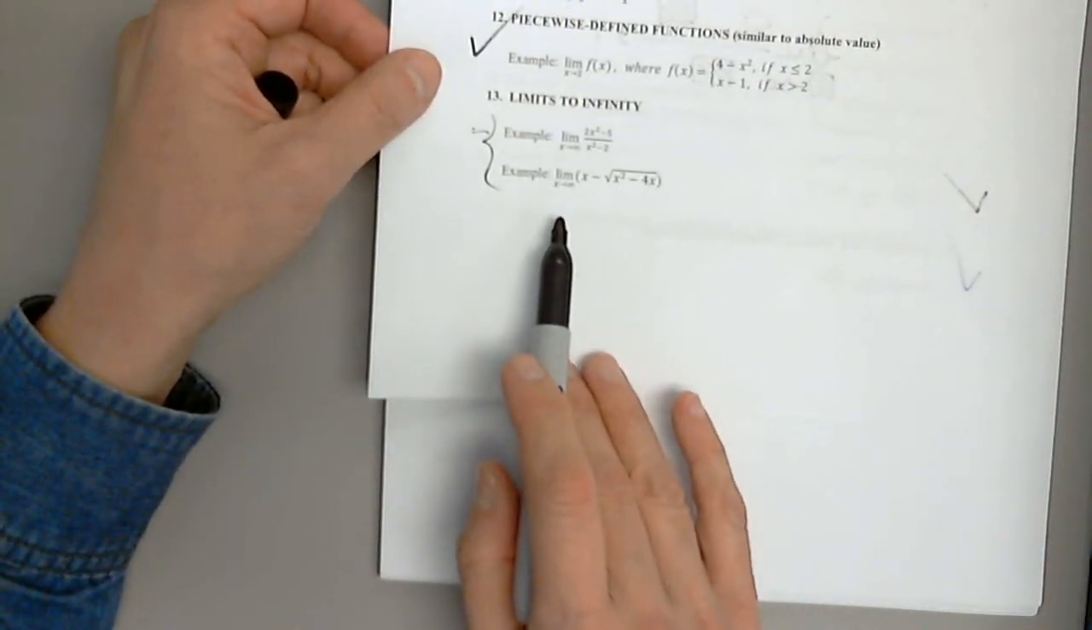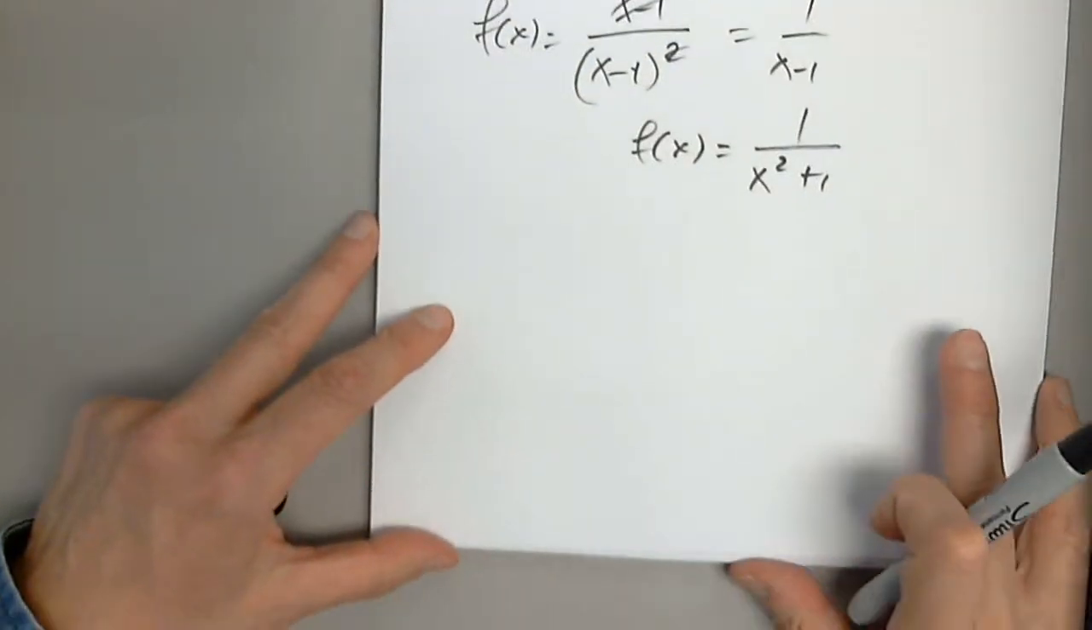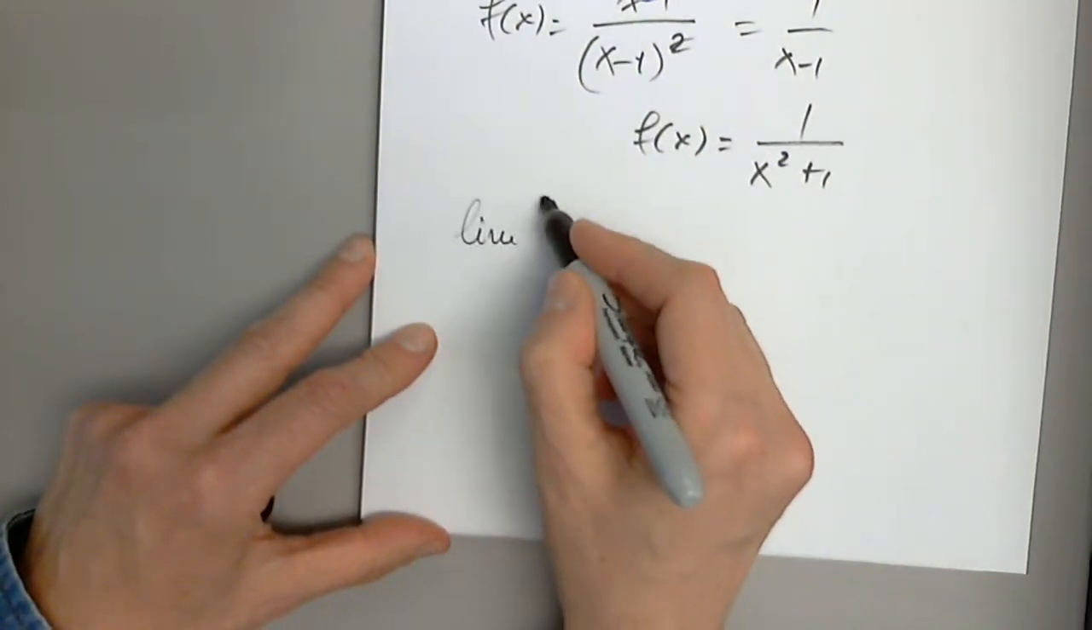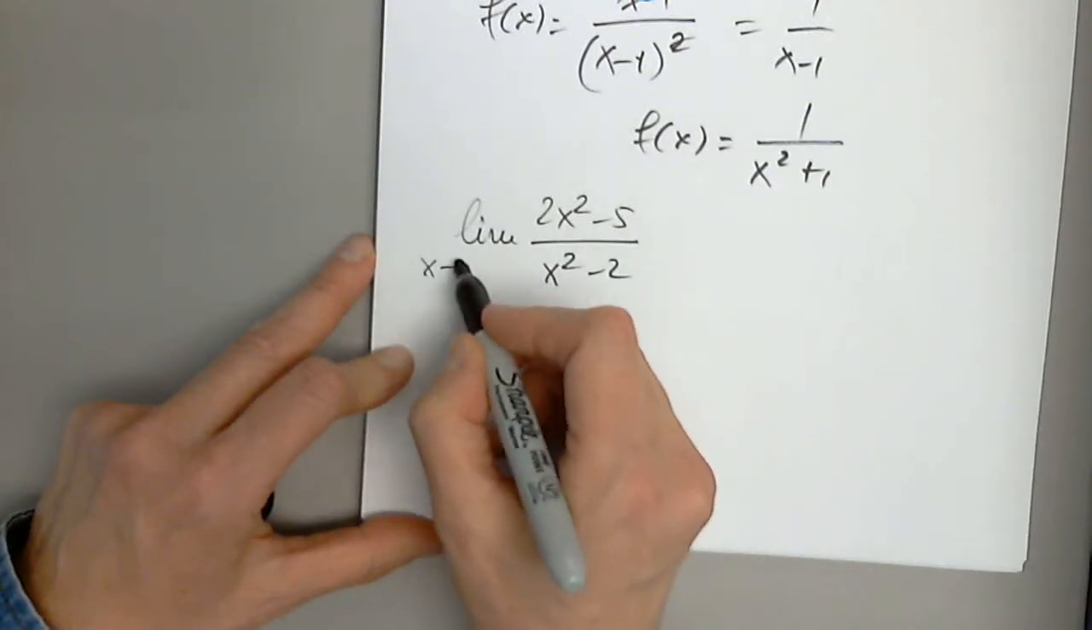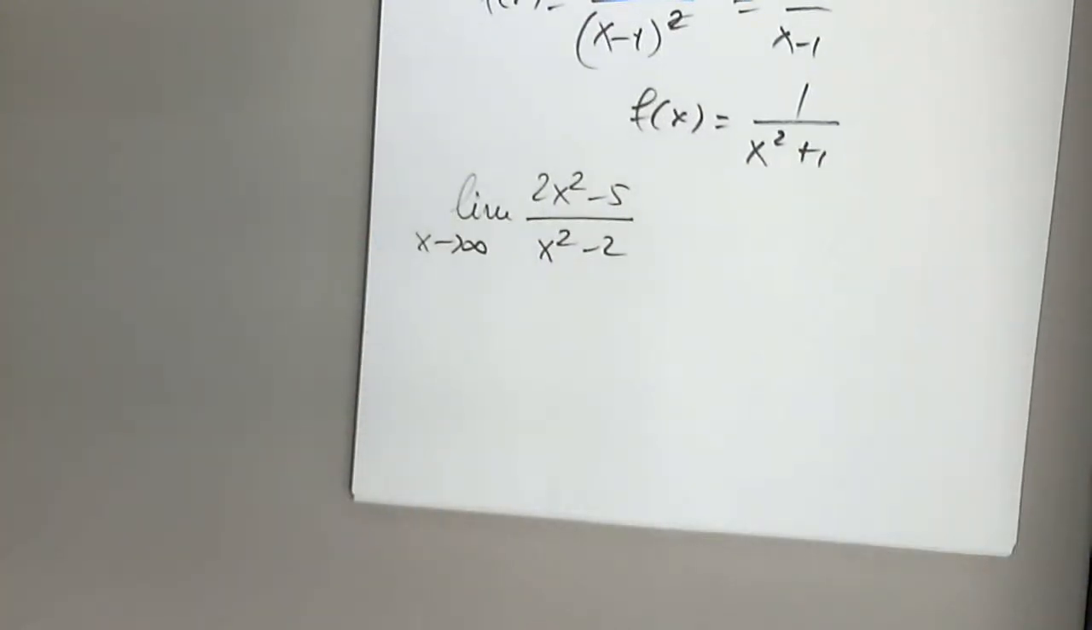Yes, the limits at infinity. Okay, you want to look at these two? Okay, that's fine, so let's look at those. So we have the limit of 2x squared minus 5 divided by x squared minus 2 as x approaches infinity.